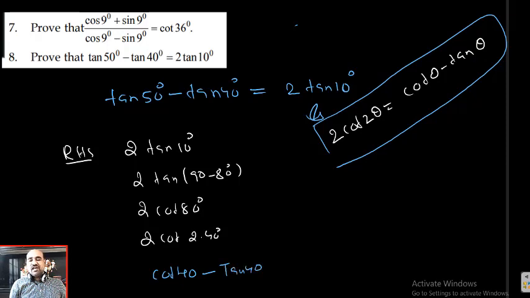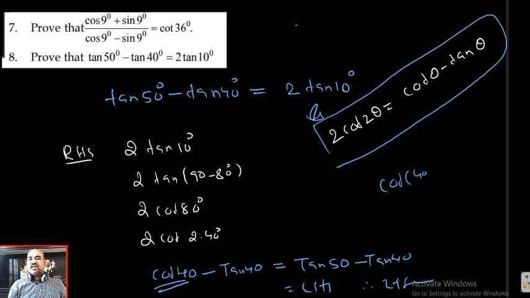Cot 40 is nothing but tan 50 only. So tan 50 minus tan 40. This is the LHS. Therefore, LHS equals RHS. Students, cot 40 can be written as cot of 90 minus 50. Cot of 90 minus theta is tan theta, so it is tan 50 only.